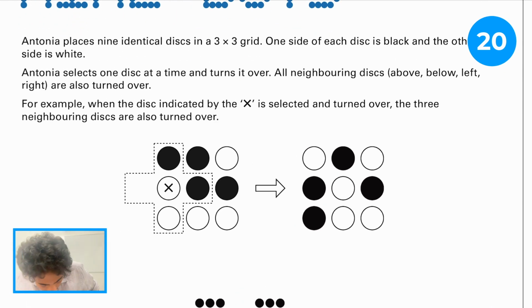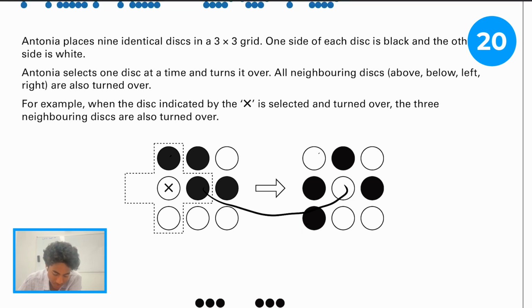Antonia places 9 identical discs in a 3x3 grid. One side of each disc is black and the other side is white. Antonia selects one disc at a time and turns it over. All the neighboring discs above, below, left, right are also turned over. For example, when the disc indicated by X is selected and turned over, the 3 neighboring discs are turned over. See how this becomes white, this becomes white, this becomes black, this becomes black. It's basically we invert the colors.